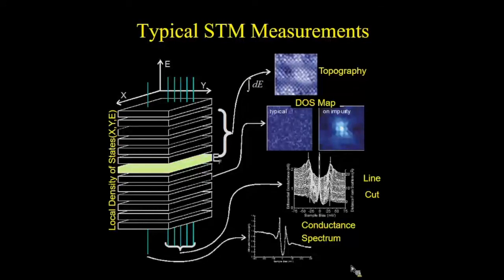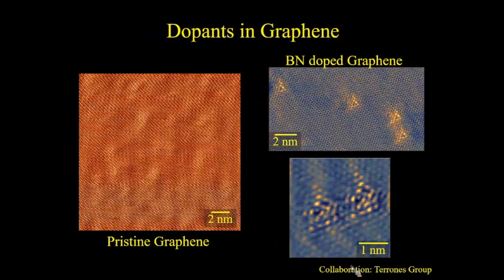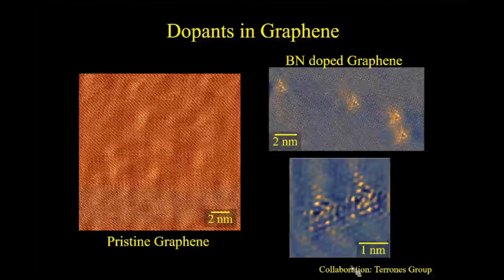Or we can sit at a single energy and map out how the density of states varies spatially at that energy. And that gives us something called a density of states map, which gives you a nice image of, for example, this individual zinc impurity in BSCCO, which is a high temperature superconductor. And you can see how the electrons at that energy respond to the presence of the impurity.